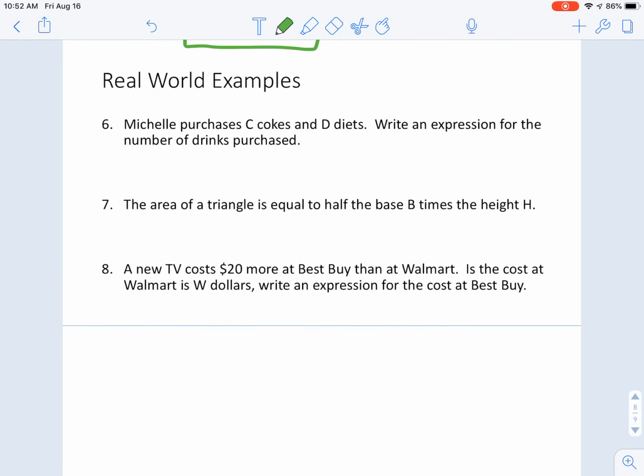Finally, a few last real-world examples. Michelle purchases C Cokes, so C is a number, and D diets, D is also a number. Write an expression for the number of drinks purchased. Well, if she's purchasing that many Cokes and that many diets, altogether she's purchasing C plus D drinks. Think of it this way. If she purchases 5 Cokes and 4 diets, then 5 plus 4, 9, would be how many total drinks she purchased.